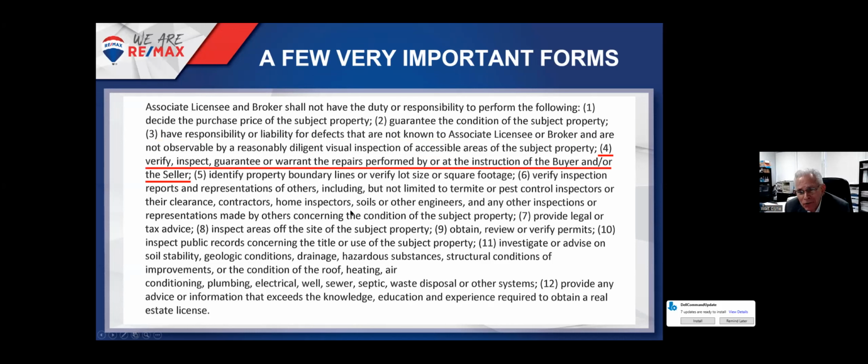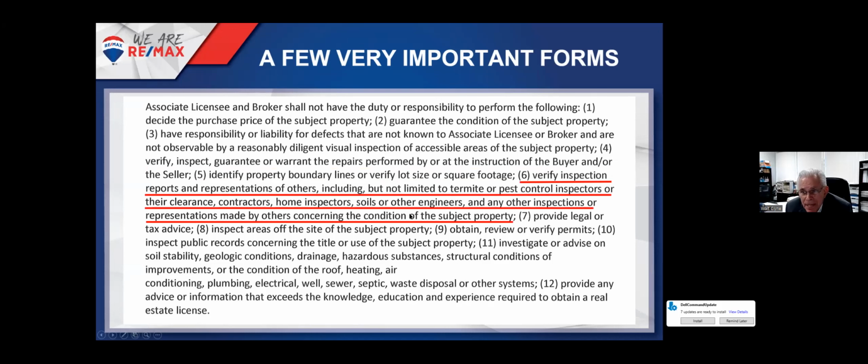All of you are comfortable with this form. It's not shirking your duties, your care. It's clarifying them. We're not going to inspect repairs or take responsibility for repairs performed by others. We're not going to identify boundaries or square footage. We're not going to verify inspection reports or representations of others. What's in the report stands on its own. We don't verify what's in the reports.